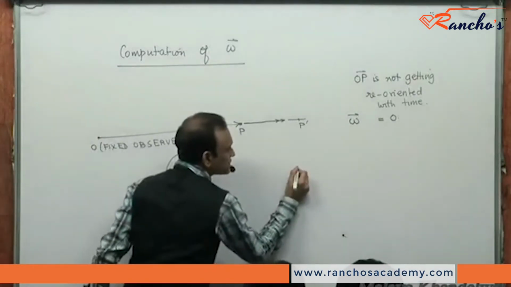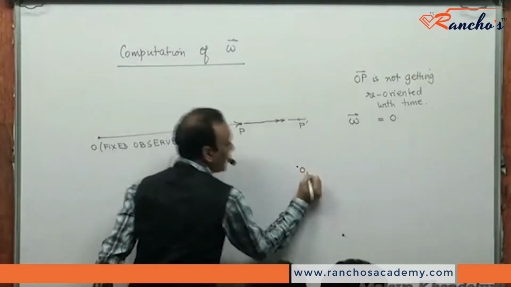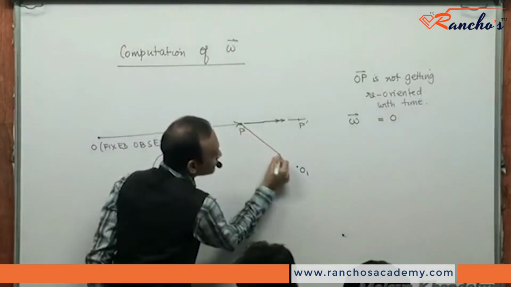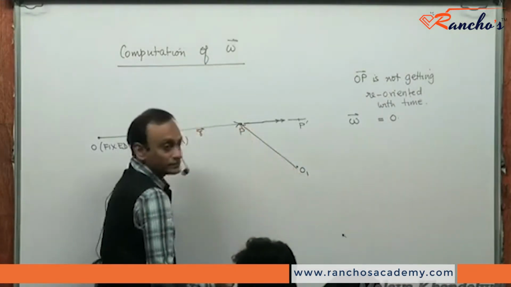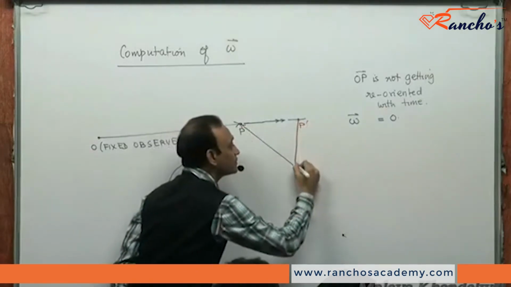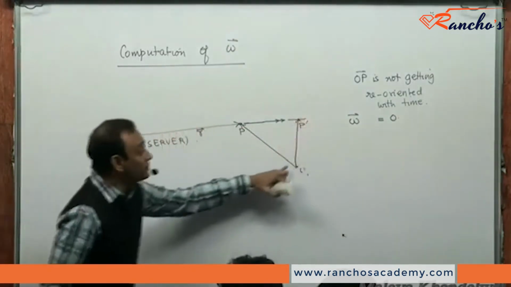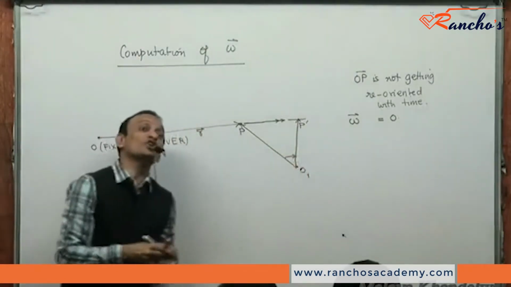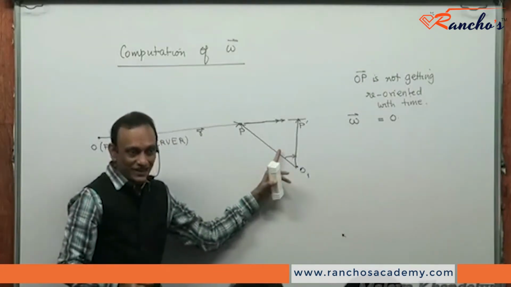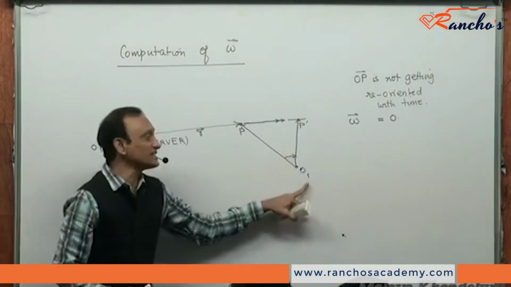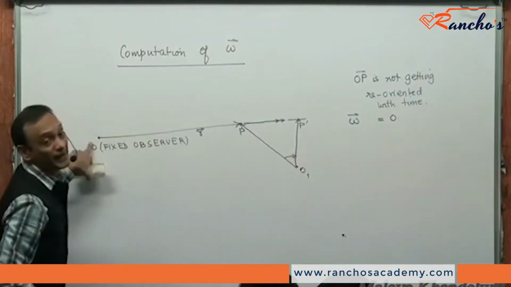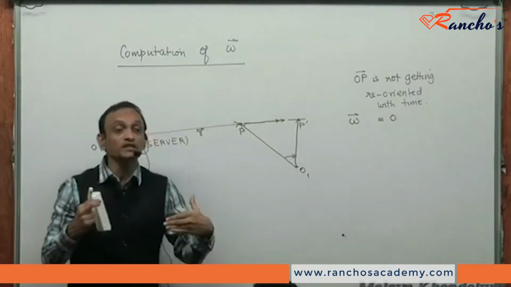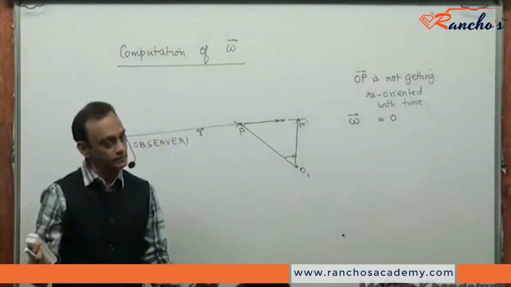However, if I change my observer, say this is my observer O and O1 is some other observer. This is the initial position of the particle, this is the final position of the particle. Do you see that this time the line joining the observer to the particle is getting reoriented with time? So there is a non-zero angular velocity as seen by this observer. The angular velocity as seen by this observer is 0. Yes or no? So the angular velocity will really depend on who the observer is, right?